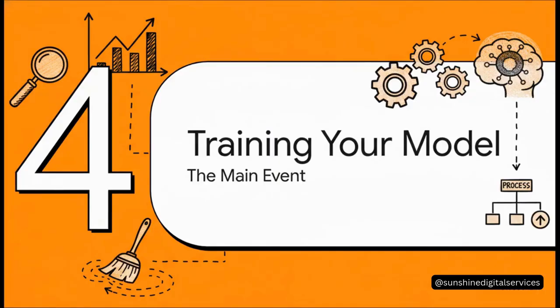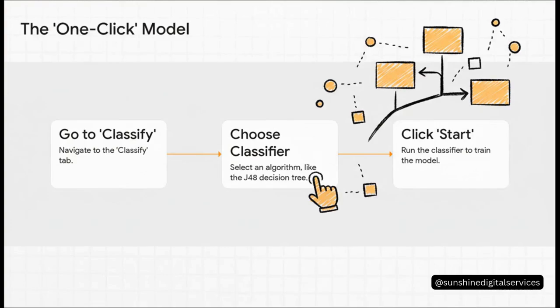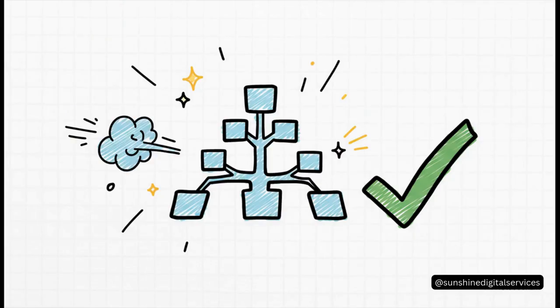Okay, so we've explored our data, we've cleaned it up a little bit. Now it's time for the main event. Let's train our very first predictive model. And I'm not exaggerating when I say this is basically a one-click process. Seriously, you just go to the Classify tab, you choose an algorithm, we'll pick a decision tree called J48, which creates a set of simple if-then rules, and then you just click Start. That's it. And bam, we're done.